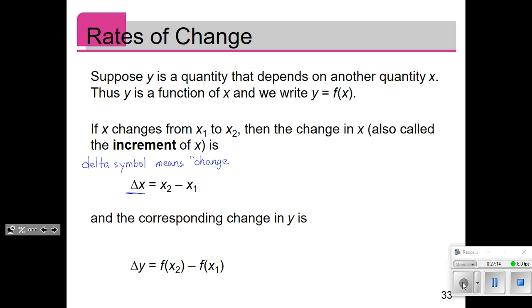So mathematicians use that little delta symbol all the time. In fact, when I was learning slope, they did change in y over change in x. That's how my teacher years ago actually denoted it on the board. She didn't use y2 minus y1. It was change in y over change in x. Okay? And the corresponding change in y, of course, is delta y.